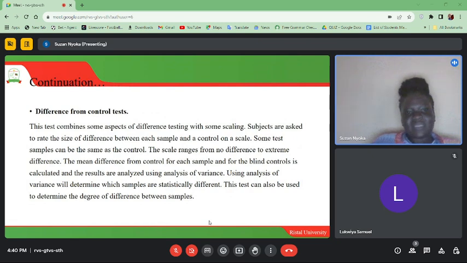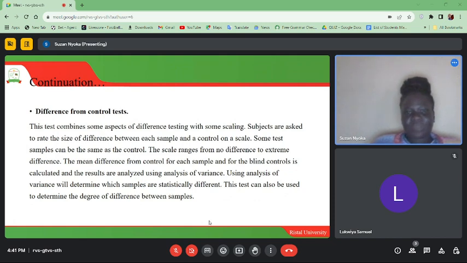This test combines some aspects of difference testing with some scaling. Subjects are asked to rate the size of differences between each sample and a control on a scale. Some test samples can be the same as the control. So the scale ranges from no difference to extreme difference. And then the mean difference from control for each sample and for the blind control is calculated and the results are analyzed using analysis of variance. Using analysis of variance will determine which samples are statistically different. This test can also be used to determine the degree of difference between samples.